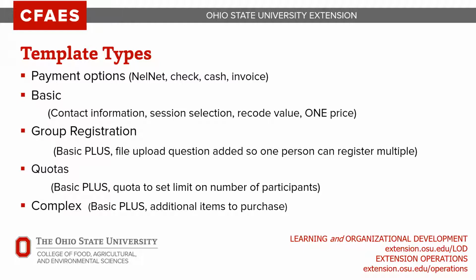And then we're going to have a more complex version. This would be the basic plus additional, maybe you have some additional items to purchase. The example I will show you for this one is the Master Gardener Volunteer statewide conference. They could pay for their registration, but the keynote speaker was also offering her books for purchase. They could sign up to get extra books sent to them that were autographed by the keynote speaker.